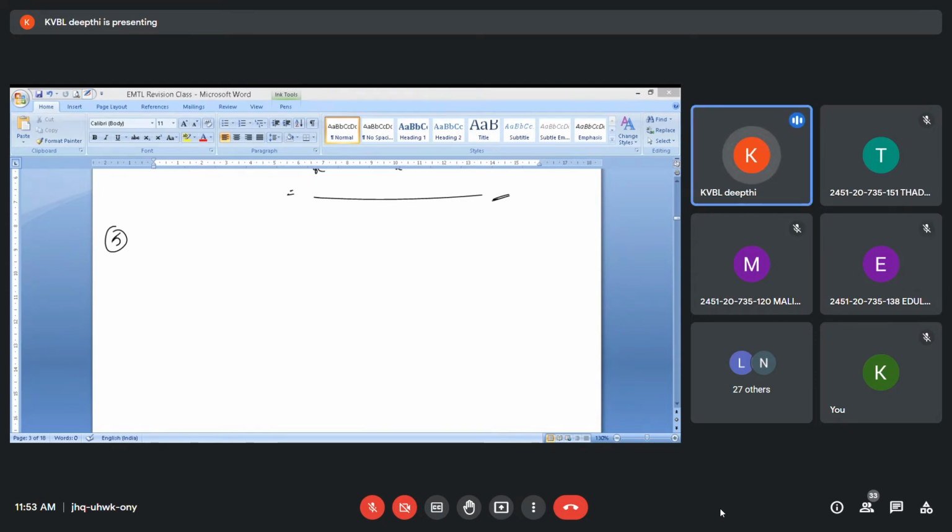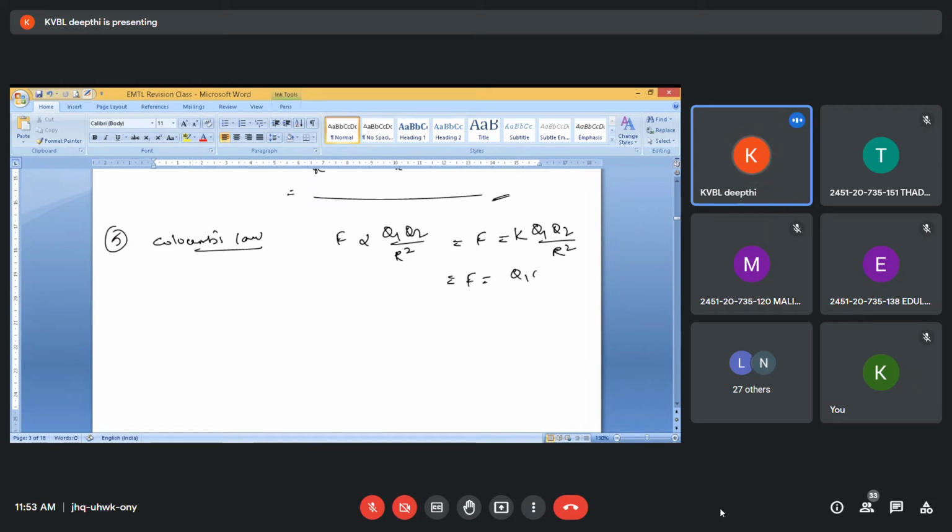What do we find with Coulomb's law? Force. Force is equal to Q1 Q2 by 4 pi epsilon r12 A bar into N. Let us solve the equation for Coulomb's law. Generally, I am writing the formula directly. Force is proportional to Q1 Q2 by R square. To remove the proportionality, how do you write it? F is equal to K into Q1 Q2 by R square. But what is K? 1 by 4 pi epsilon. So F is equal to Q1 Q2 by 4 pi epsilon R square.